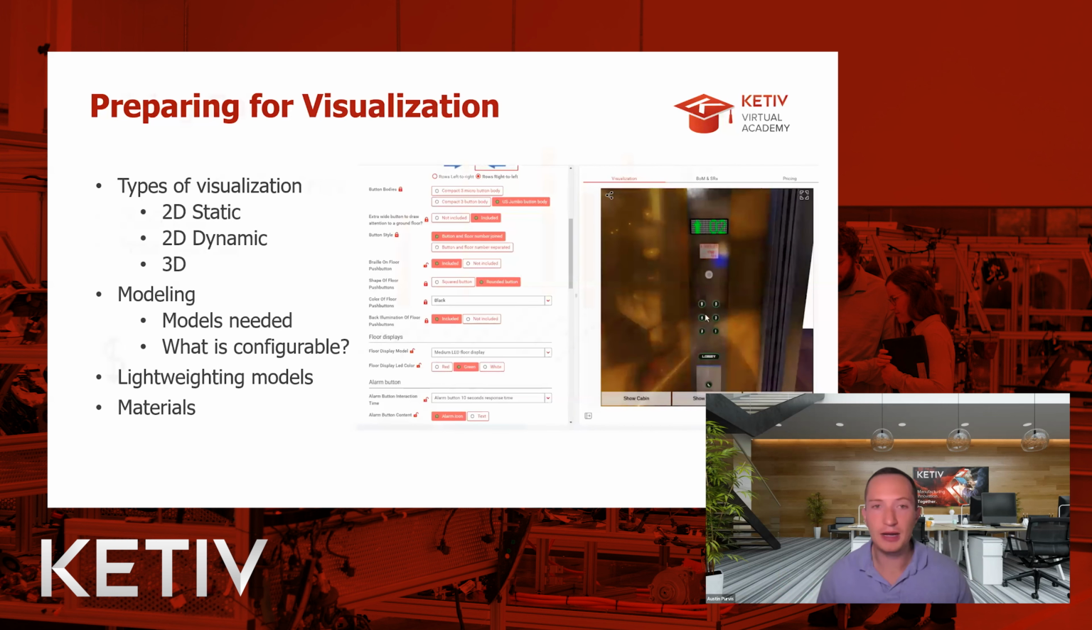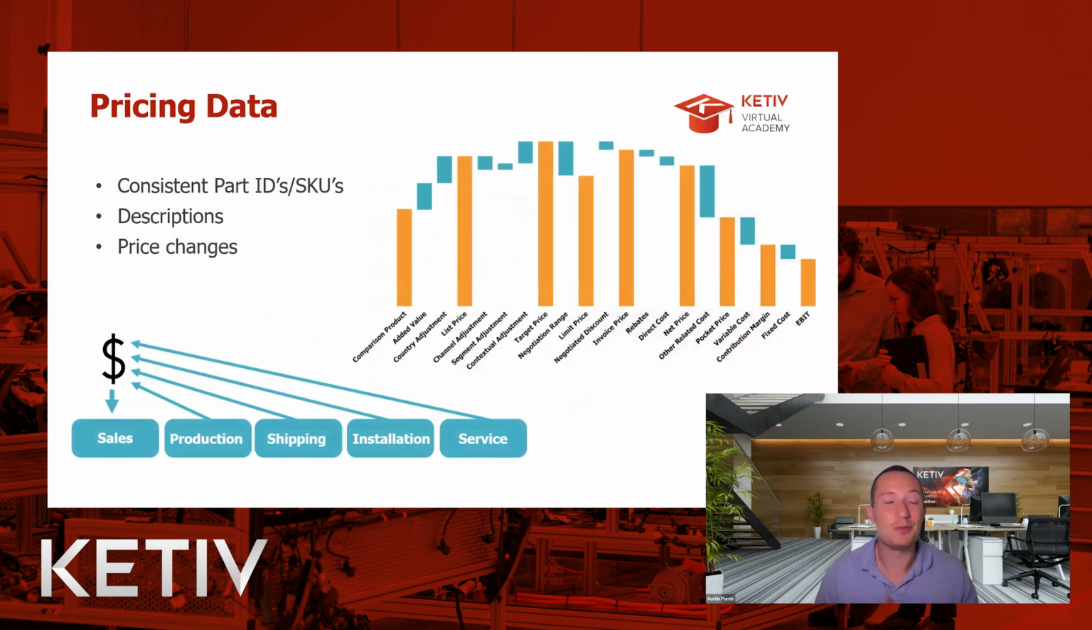And then the last thing we'll talk about, and then I will finish up, is the pricing data. And this one's quick. A lot of people have it in Excel already, or maybe they have it in their ERP. Wherever it is, I would recommend that you have consistent part IDs or SKUs or whatever you call them, and accurate descriptions, and then think about price changes. How do you update your prices? Do you create a new part with new pricing? Do you just update that pricing? What if you do historical data?